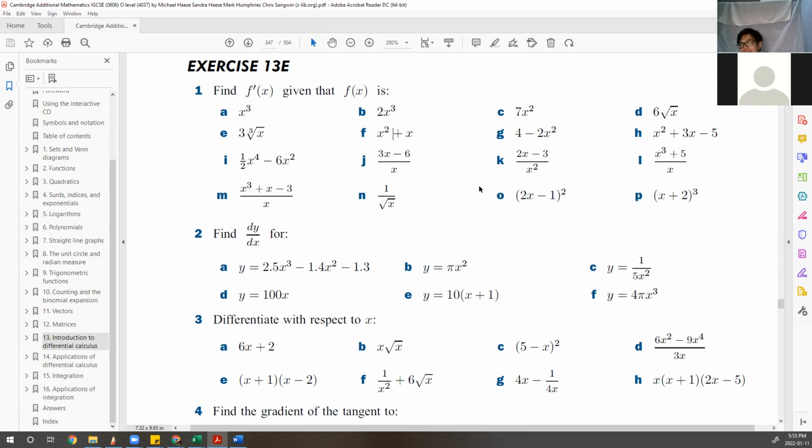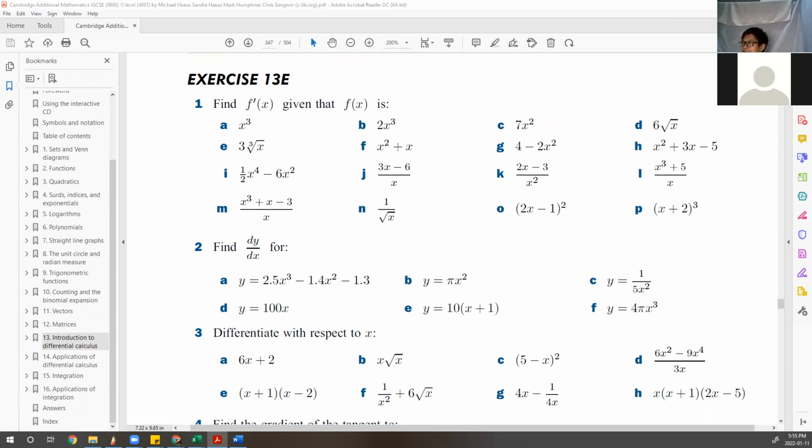I think you can do exercise 13E. I mean, just do the easiest one. So in order to practice, you have 5 minutes to practice.